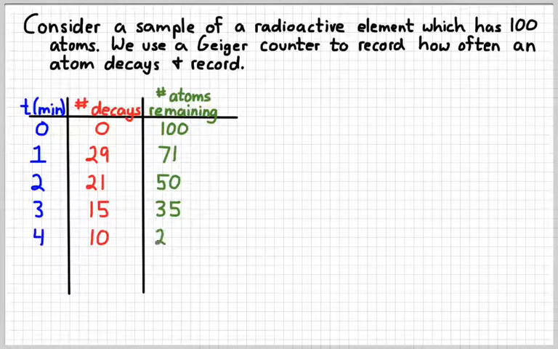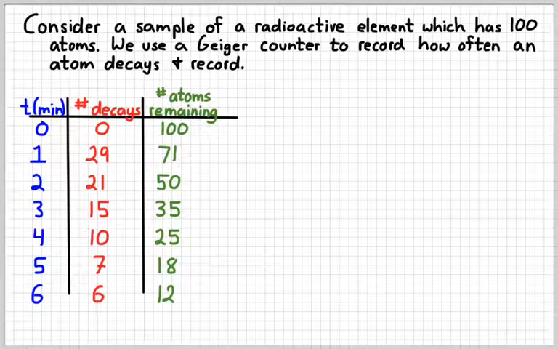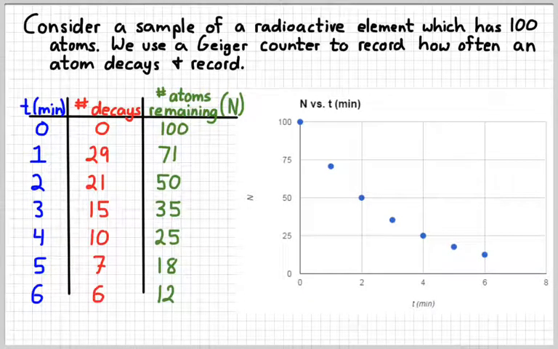After 4 minutes, I measure 10 decays. After 5 minutes, I measure 7 decays, so now I've got 18 atoms left. And then after 6 minutes, I measure 6 decays, and so there are 12 atoms remaining. So notice during each minute interval, the number of decays goes down because the number of atoms that could decay has gone down. If we make a graph of that, if we call the number of atoms remaining N, and we graph that versus time, we would get a graph that looks something like this, which hopefully you can recognize as making a curvy shape.